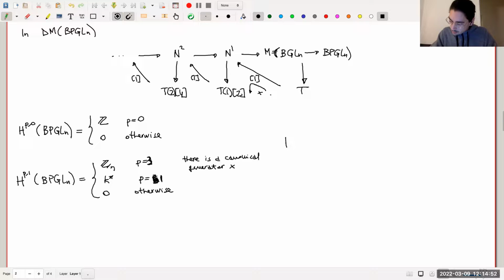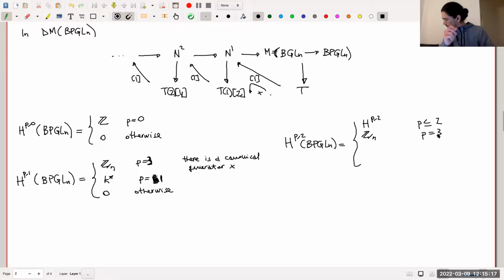And then we can say something also about H^p in weight 2. This is the same as the cohomology of the point for p less or equal than 2. Then it's Z mod n for p equal 3. It's K star times the element x, direct sum Z for p equal 4. Then it's 0 for p greater or equal than 7.